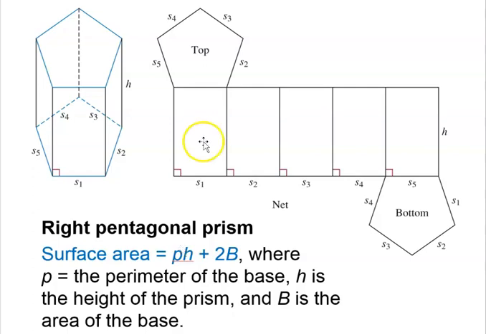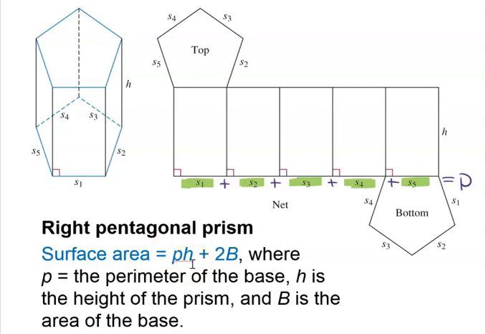Here you go. Notice there's 1, 2, 3, 4, 5 rectangles. That was the S1 times H. And then you have the top and then the bottom, and those are the bases of our pentagonal prism. Now the surface area formula says P times H. What in the world is that? Now P is the perimeter, okay? So P is the perimeter, which would be S1 plus S2 plus S3 plus S4 plus S5. If we added all of those together, that would equal the perimeter. So they're saying the perimeter times H, would that work?